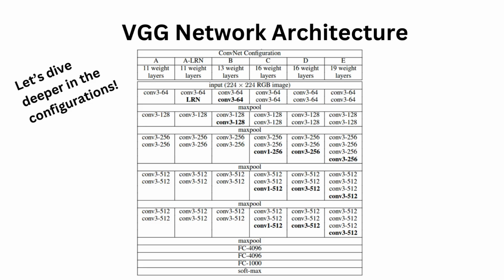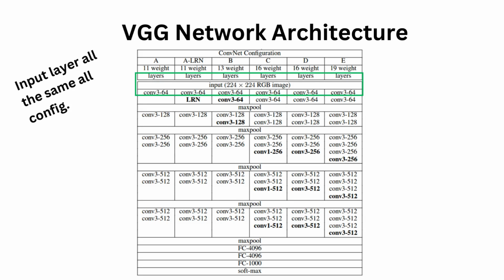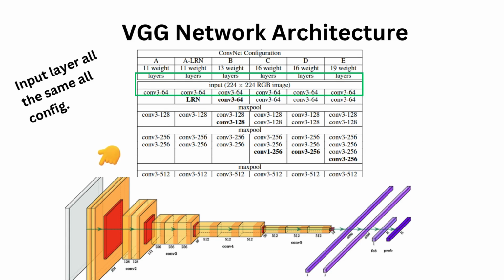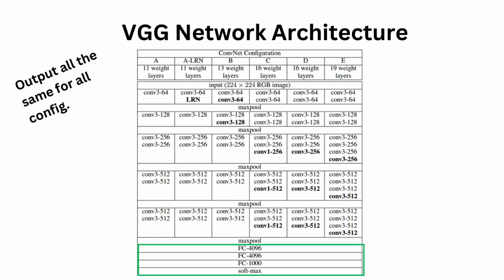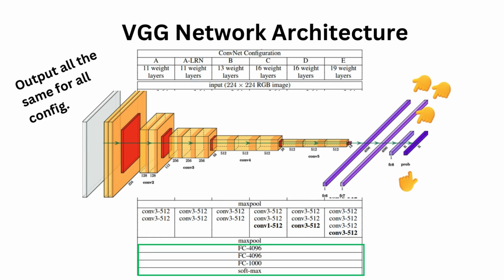Okay, let's take a deep look at the layers throughout the different configurations that we have. First off, the input layer is always the same throughout all configurations. In the image here, it is represented as a gray square. At the end of the network, the output is always the same: 3 fully connected layers finished by a softmax for 1000 classes since we're training on ImageNet. It's the purple blocks in the image.